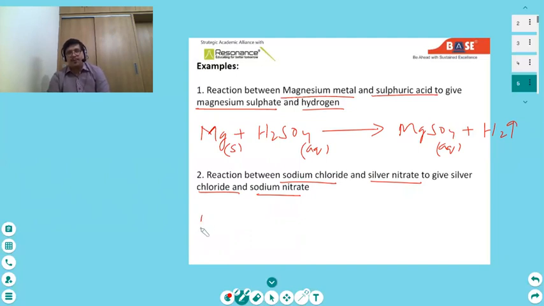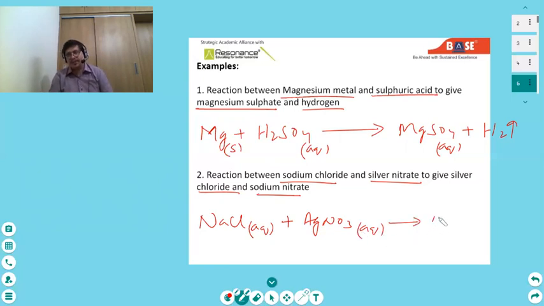Okay, so sodium chloride, I am writing NaCl, and this will be in the aqueous form because you cannot take salt and put it on something unless there is heat or water. And then you have silver nitrate. Silver nitrate is also in the aqueous form. Basically, it is a salt. When you add it to water, it becomes aqueous.